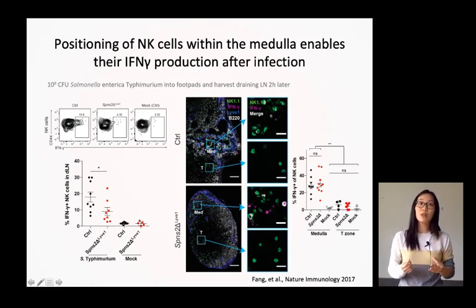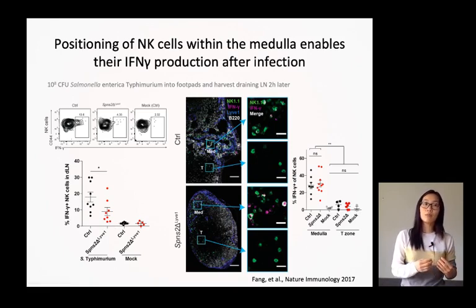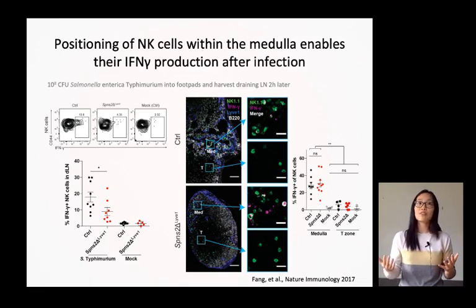But to really nail down whether this defect was a localization problem or whether NK cells in these mice were defective for some other reason, we stained draining lymph node sections for NK cells and interferon gamma. And we saw that NK cells in the medulla, whether in a Spinster2 deficient mouse or a control mouse, are able to make interferon gamma equally well, quantified at the right. However, NK cells in the T-zone, in either the deficient mouse or the control mouse, were not able to make any interferon gamma. So these experiments showed that localization was really important for NK cell responses to infection.